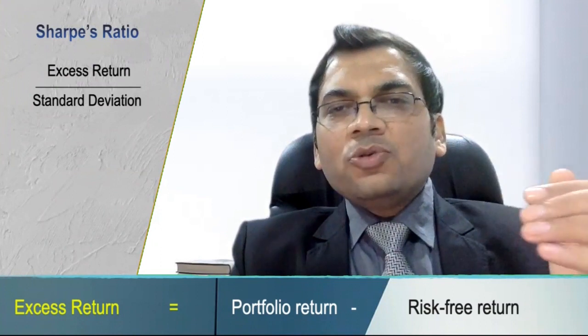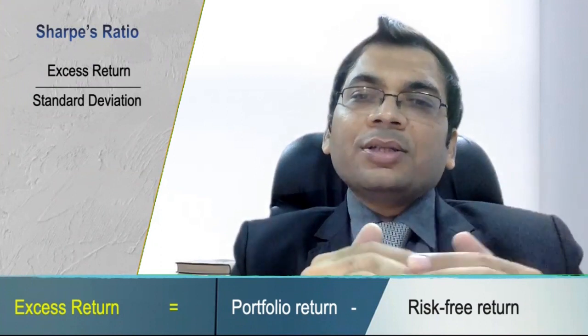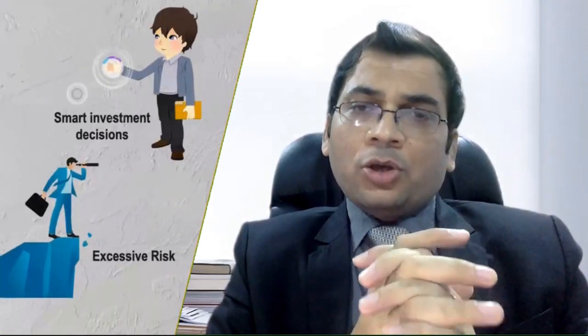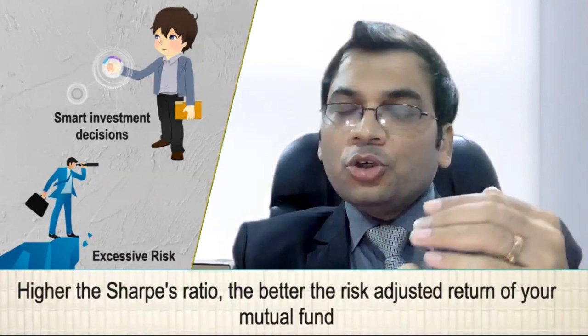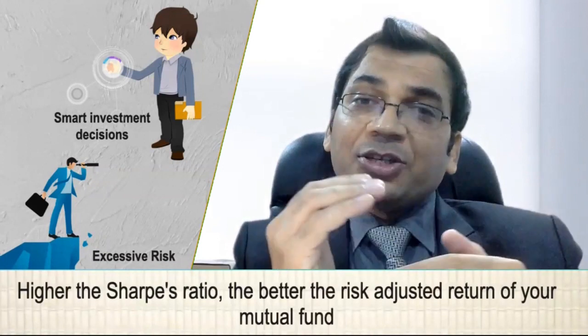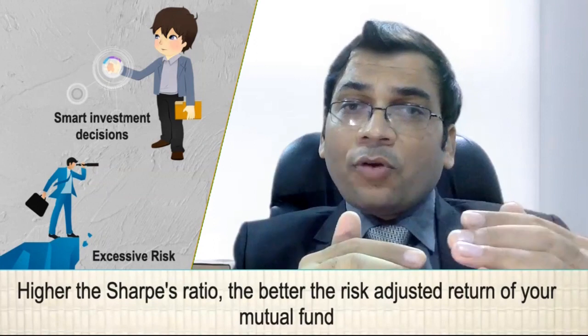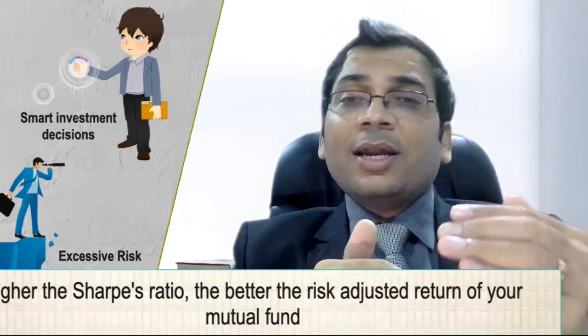This essentially gives you an idea whether your returns are due to smart investment decisions or due to excessive risk. So in a nutshell, the higher the Sharpe ratio, the better the risk-adjusted return of your mutual fund. So you should choose funds with a higher Sharpe ratio as they offer higher returns for the additional risk you take. And here, the fund manager plays a very crucial role.